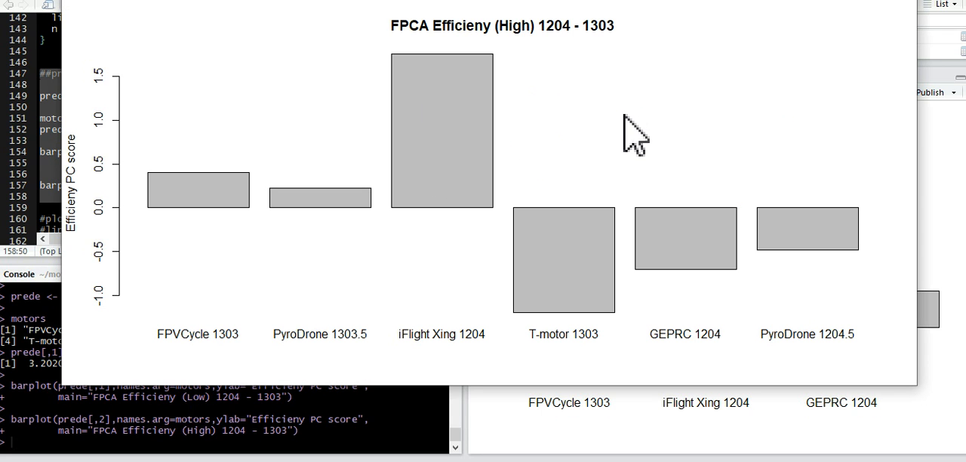And then when we look at the second principal component, which is looking at the efficiency up high, you can see this is where that Xing motor really comes into its own and shows you at high throttle percentages. That Xing motor does really well in terms of producing power efficiently. The FPV cycle motor still does pretty well. T-motor not doing so well, and the others are kind of in the middle. So again, this is relative, but now you have a pretty good relative comparison.